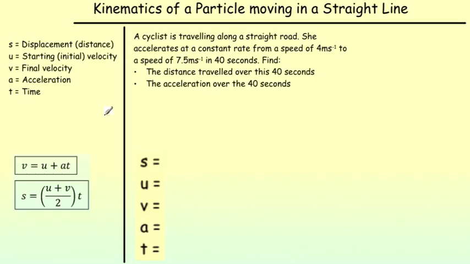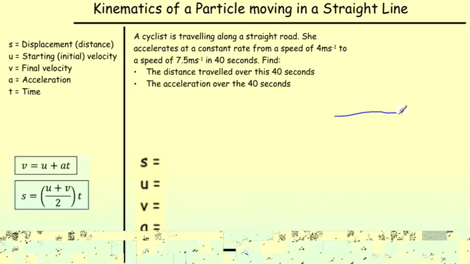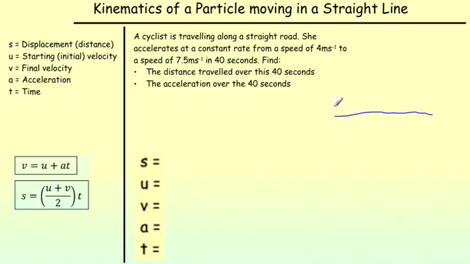Okay, so a cyclist is traveling along a straight road. She accelerates at a constant rate from a speed of 4 meters per second to a speed of 7.5 meters per second. 40 seconds it takes. And we're asked to find the distance traveled over this 40 seconds and also the acceleration over the 40 seconds. So as always, we're going to start off with a diagram. We're traveling in a straight line.